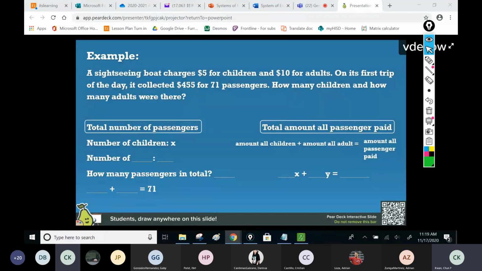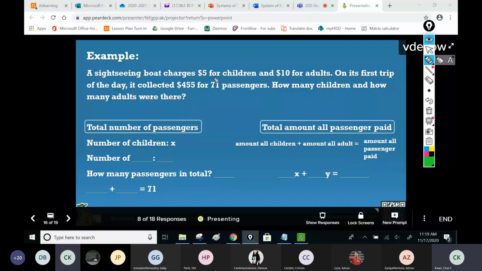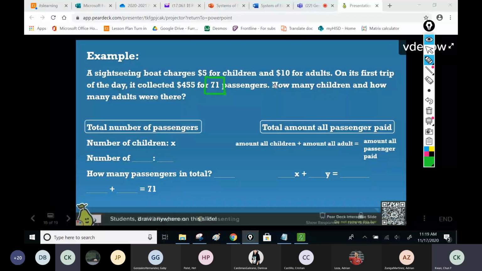Make sure you don't mess up the two statements. The 5x plus 10y is the total amount that the passengers pay, not the number of passengers. The number of passengers is 71. But the total amount that they pay is 455. So be very careful on these.